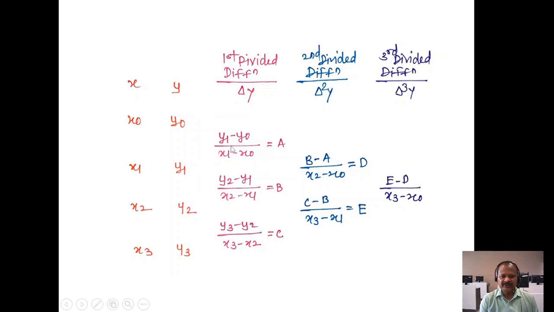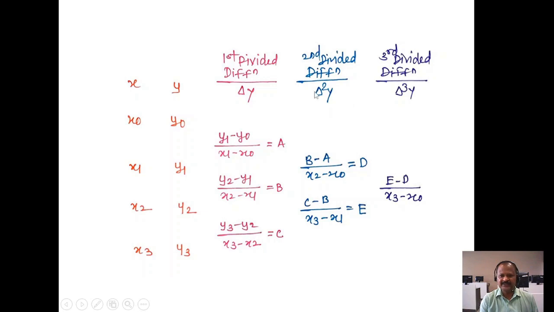y1 minus y0 divided by x1 minus x0, you can take the answer as a. y2 minus y1 divided by x2 minus x1, you can take the answer as b. And y3 minus y2 divided by x3 minus x2, you can take the answer as c. So you can see here, the first term is x1 minus x0, then x2 and then x3. So here it is incremented by 1: x1, x2 and x3. Same here: x0, x1, x2.